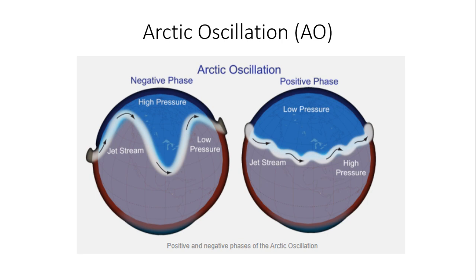Whereas the image on the right shows a positive phase of the Arctic oscillation, where you have pretty much a west to east polar front jet stream in a zonal configuration, and you really don't get a large dip in that jet. And also, between the negative and positive phase of the AO, notice where the low and high pressures are. With a negative phase AO, you have higher pressure up at the northern latitudes. Positive phase, you have lower pressure at the higher latitudes.